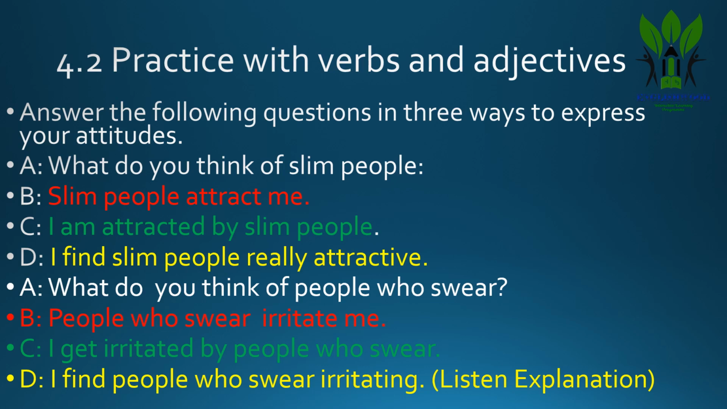So in this way, we have used the structures we learned in the previous slide. Slim people attract me is noun phrase plus attitude verb plus me. Noun phrase is slim people, and attitude verb is attract me. Then I am plus verb 3, the present simple passive form. Then I find slim people really attractive. Attractive is an adjective. In this way, we learn the importance of adjectives too while expressing our attitudes or reactions. So I suggest students learn by heart any one of the structures.